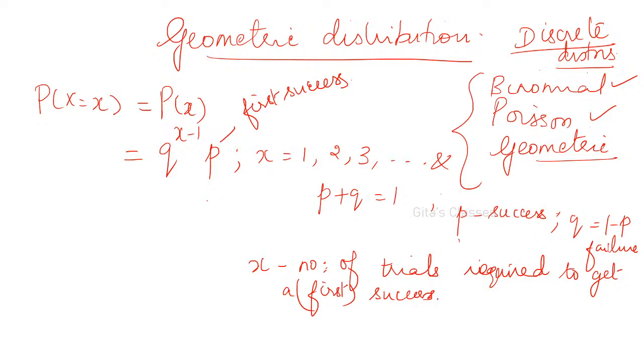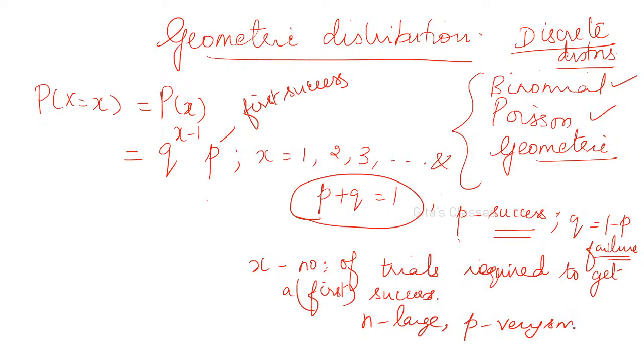In binomial, Poisson and geometric, one thing is common: p plus q is equal to 1. We have only two options, one is success and one is failure. If you have these two options, then we use binomial, Poisson or geometric. In binomial, n is a normal value and p is not very small, then we go for binomial. If n is very large and p is very small, then we go for Poisson. And if the first success is p and before the first success all are failures, then we go for geometric distribution. Otherwise, p represents the success, q represents the failure and p plus q is equal to 1. All these conditions are the same for all three discrete distributions.